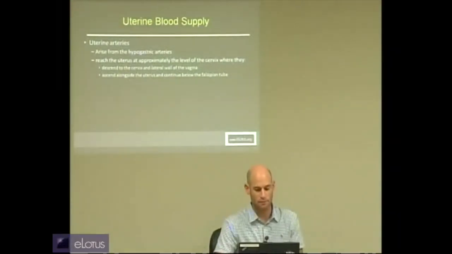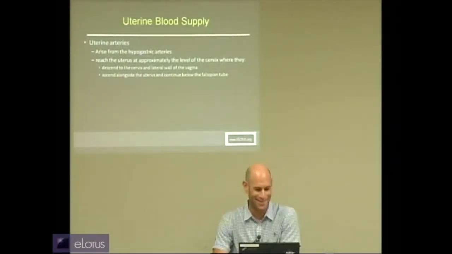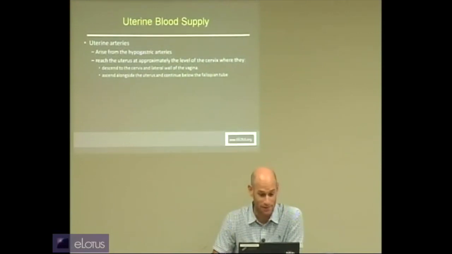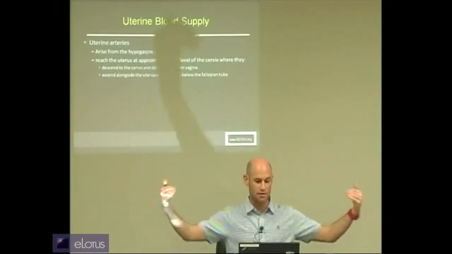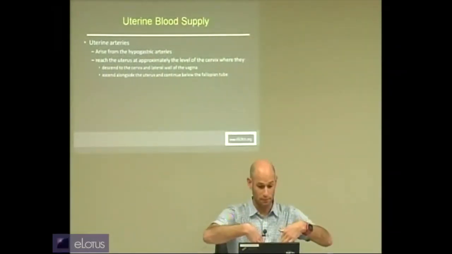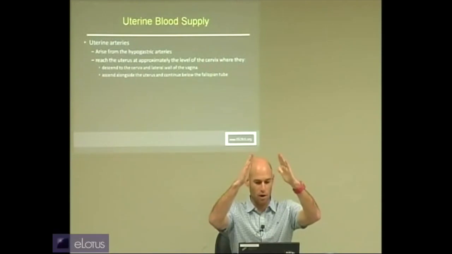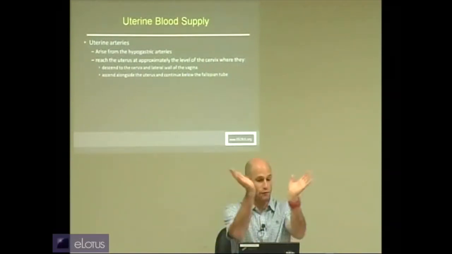Okay, uterine blood supply. Very interesting stuff. And you guys are asking great questions, by the way. So the uterine arteries, which are the main source of blood supply to the uterus, arise from the hypogastric arteries. And they reach the uterus at about the level of the cervix. And from there, they descend into the lateral wall of the vagina, and they ascend along the uterus and continue below the fallopian tubes.